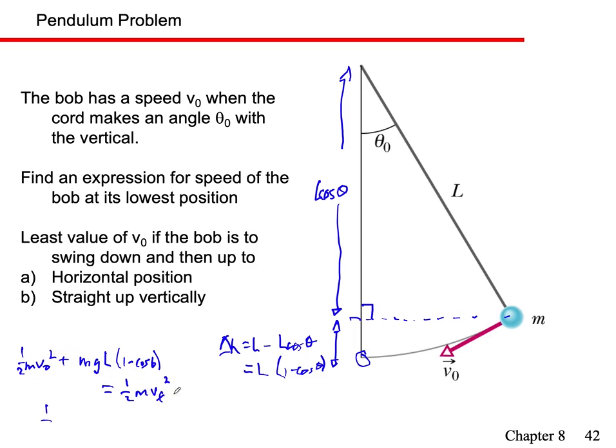Notice that mass cancels. You could simplify a little bit and actually solve for v final. And you could use this equation to figure out how high it's going to go up vertically. If you convert all of its initial kinetic energy into GP, you can figure out the height and the angle, and a few other pieces.